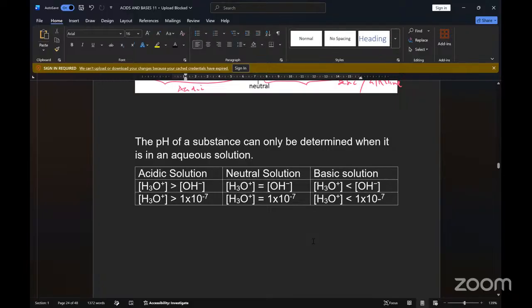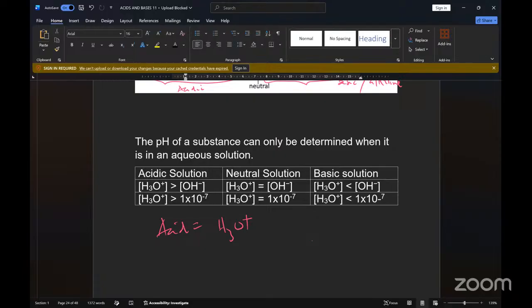Now, normally learners have a problem when you talk to them about pH. They think pH is only for acids. Let me paraphrase my statement. Learners often think that if you say something is acidic, it means that it has only hydronium. No. Acidity and alkalinity are determined when substances are dissolved in water.